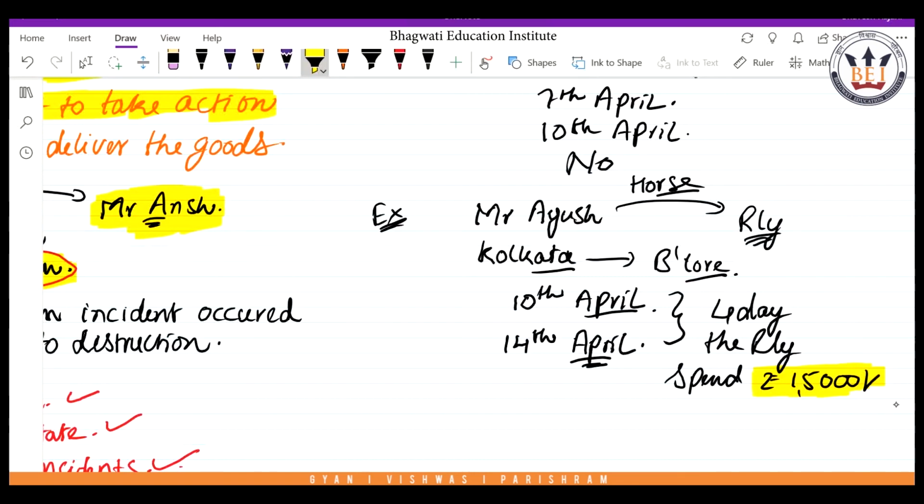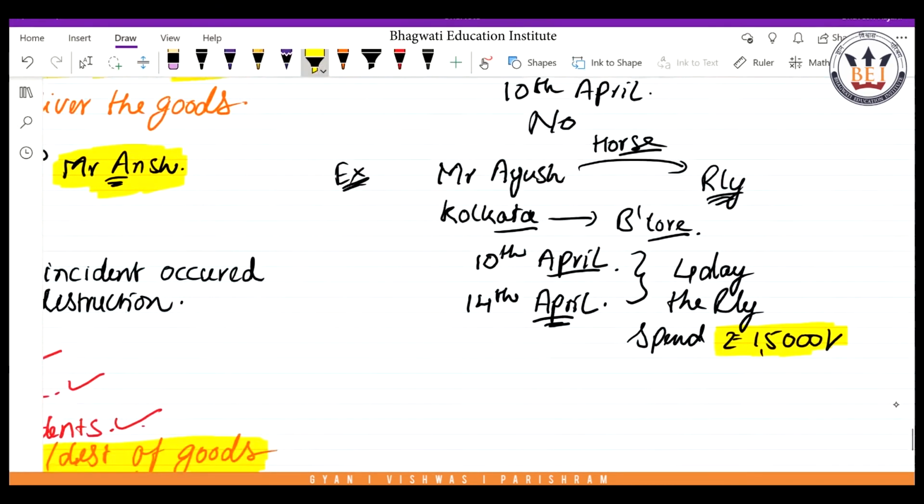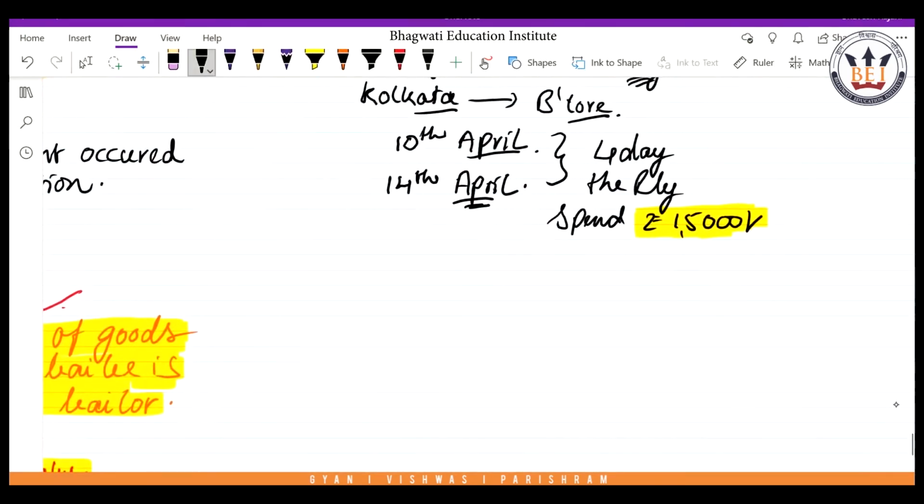So is the bailee capable of claiming that, or rather we would put it across like that, is the bailor duty bound to pay such expenses? The answer is a very big yes.